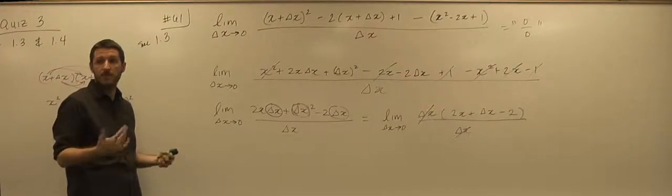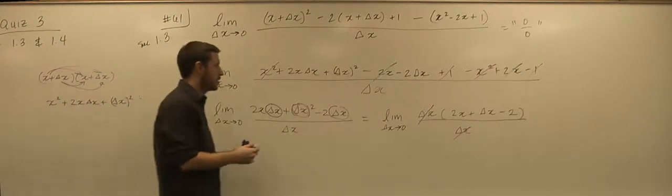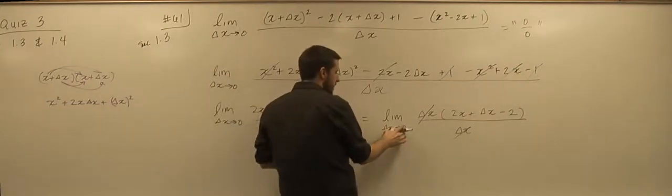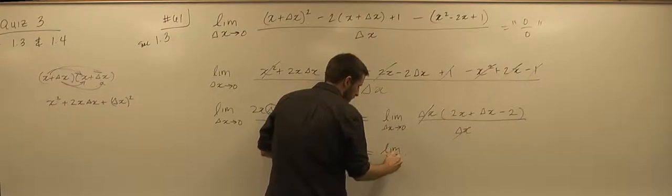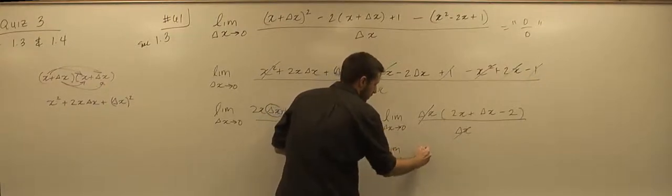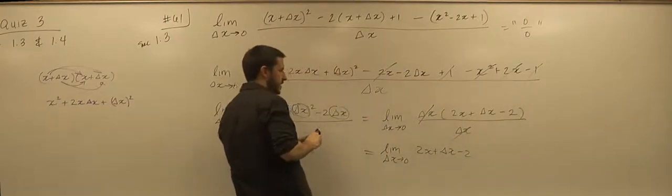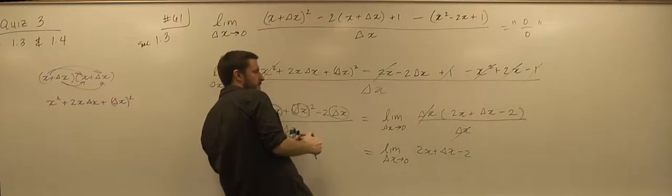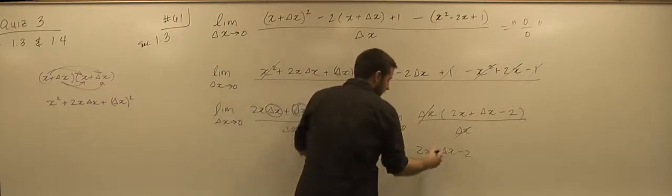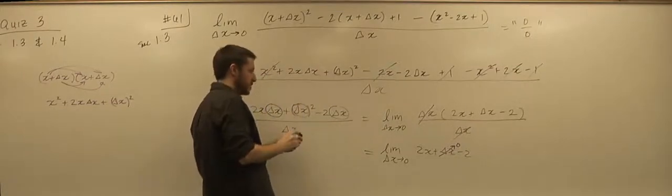Now we can plug it in, right? There's no delta x in the denominator. So delta x goes to 0 means I'm going to plug in 0. One more line here. This is just recopying what I have left. But because there's no indeterminate form, it's not 0 over 0, there's nothing undefined, I can just plug 0 in here for delta x, and I'll get 2x minus 2.